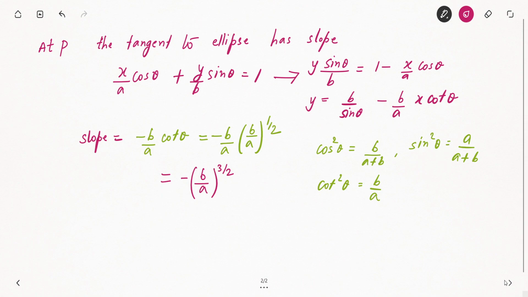Now coming to the next part, I need to find the slope of the tangent to the circle. Why am I doing this? Because once I find the slope of the tangent to the ellipse and the tangent to the circle, then I can find the angle between these two tangents by coordinate geometry. So I want to find the slope of the tangent to the circle. So I can write from here MC is equal to minus a upon b cot theta.